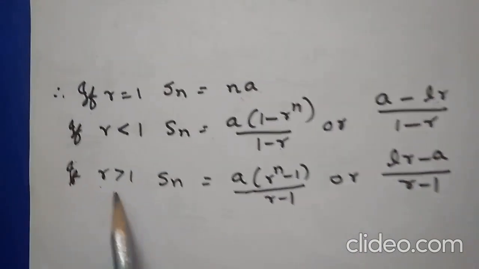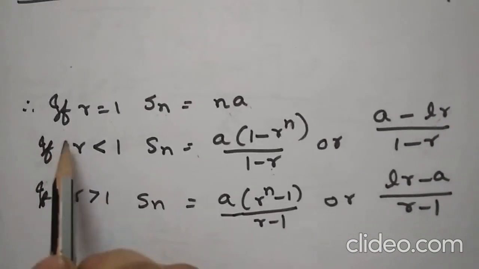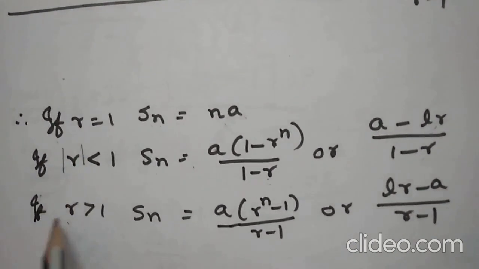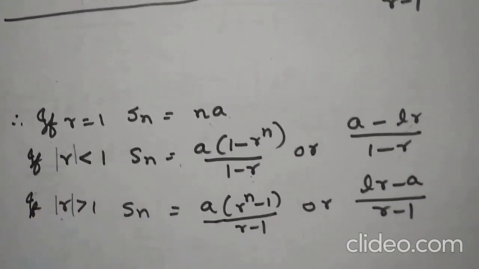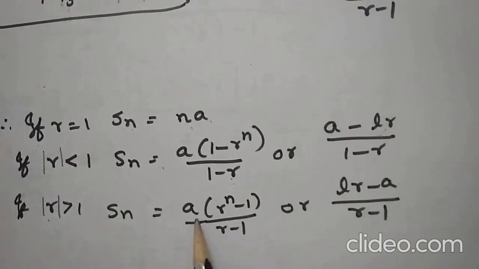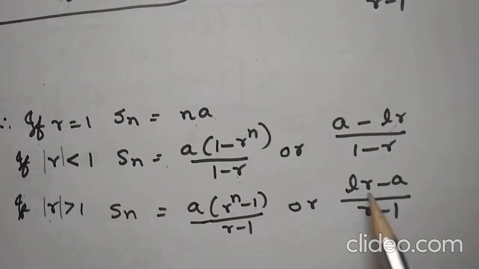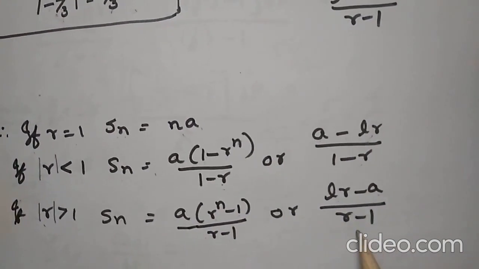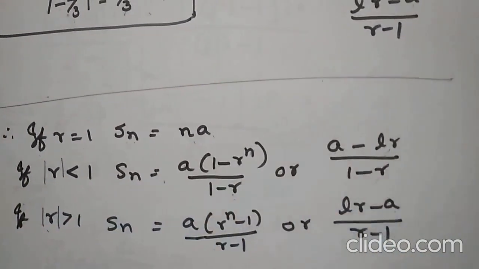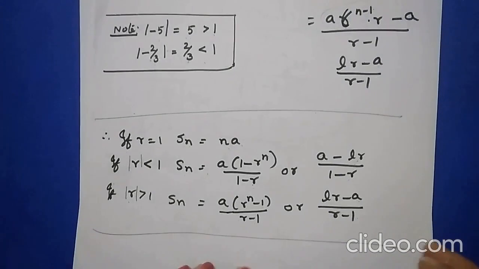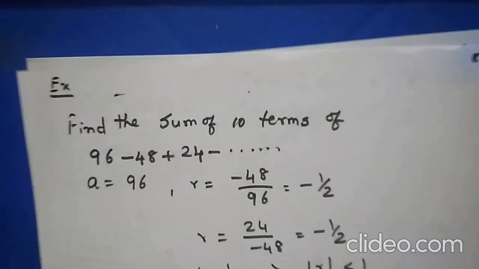If r is greater than 1, this is not just r, it is the absolute value of r. Here also the absolute value of r. Sn is equal to a into r power n minus 1 by r minus 1, or lr minus a by r minus 1. These are the three formulas to find the sum of n terms. Now we are going to solve some examples.